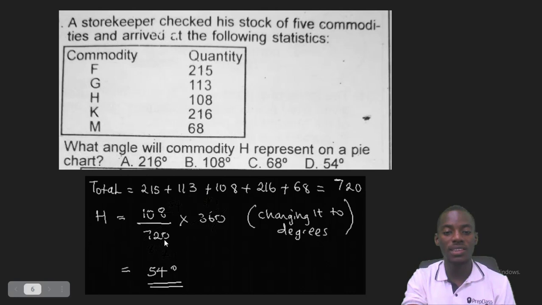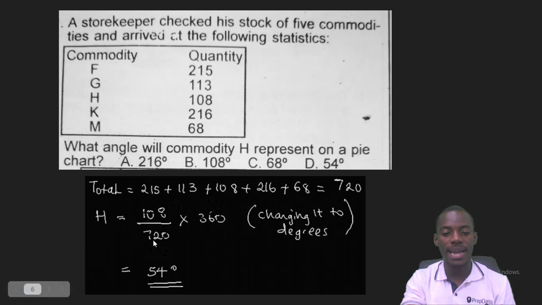108 over 720 times 360 degrees. Why 360? Because you are finding degree. The pie chart is round. Anything round is 360 degrees, and 360 is used because you are changing into degree. Okay, so it will be the number over the total times 360, and that will give me what?